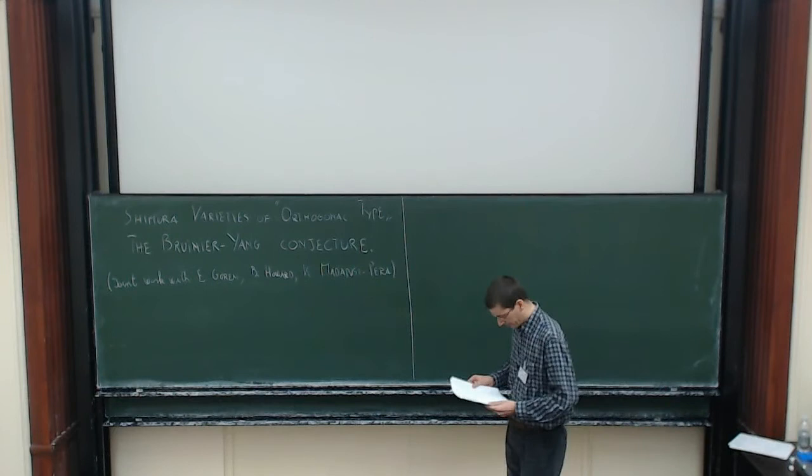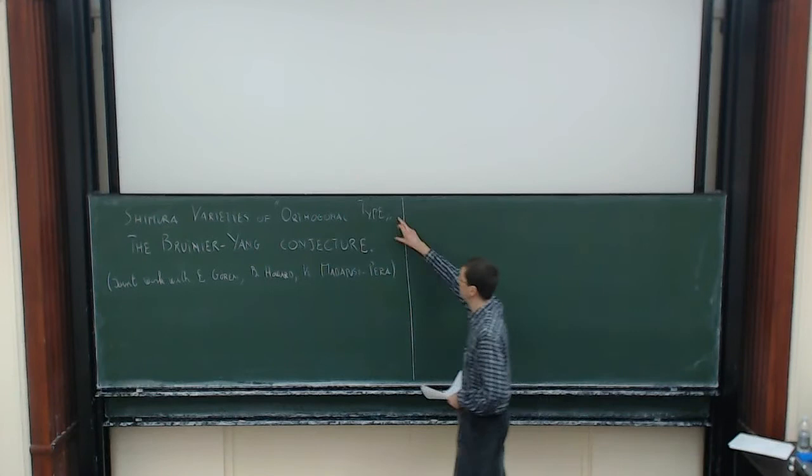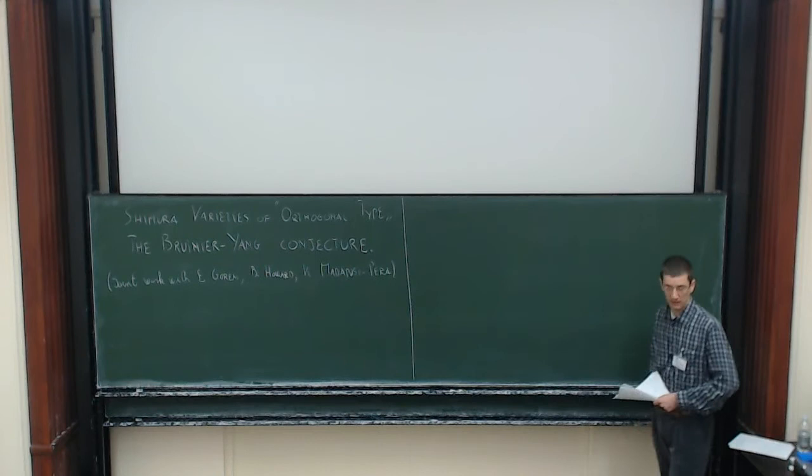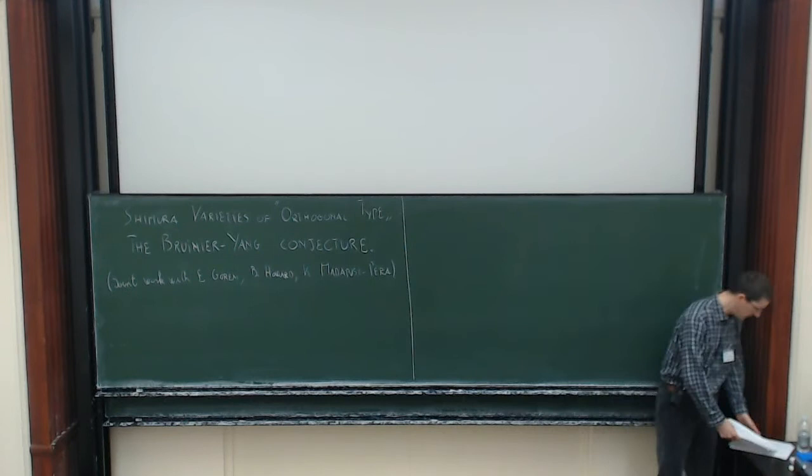And the thing that I want to convince you about is that despite being ugly, in the sense they are not PEL-type Shimura varieties in general for large n, they are very nice because they have a very rich structure of subvarieties and cycles and so on. So they have a very rich nature in that sense, which makes them, for example, better behaved from that point of view than Siegel modular varieties.